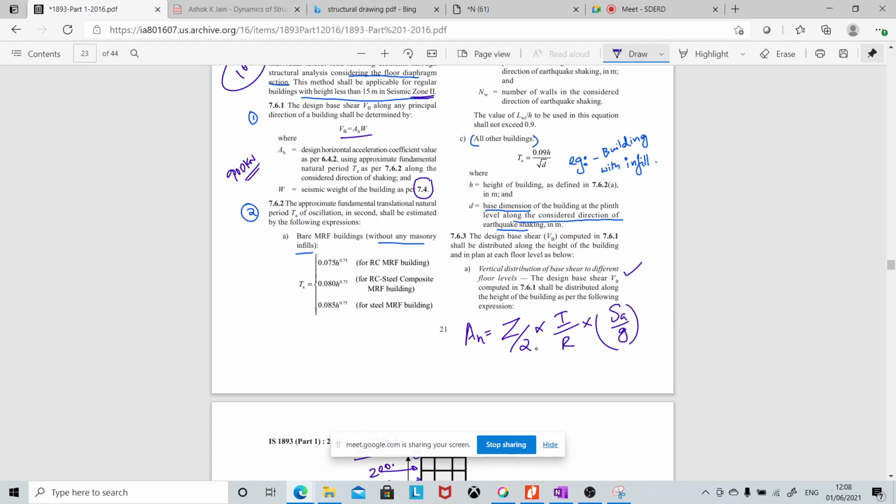Now here Z is known as the zone factor. As you are aware that the entire country is divided into different zones, and based on each zone, the intensity of the earthquake that can occur there is quantified in the form of zone factors, and Z represents the zone factor. So if I want to check the zone factor, all I have to do is simply go to the annex.